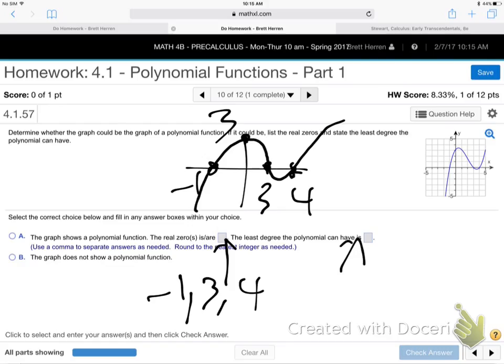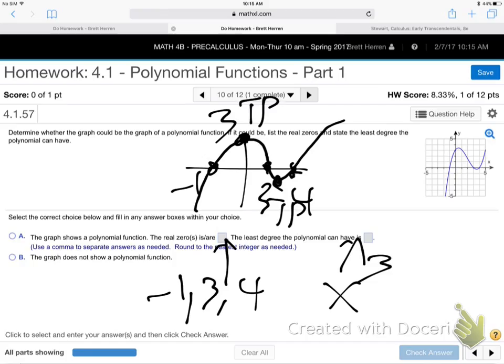What's the lowest degree the thing could be? It has how many turning points? Here is a turning point, and here is a turning point. 2 turning points. It can be x to the 3rd or higher.